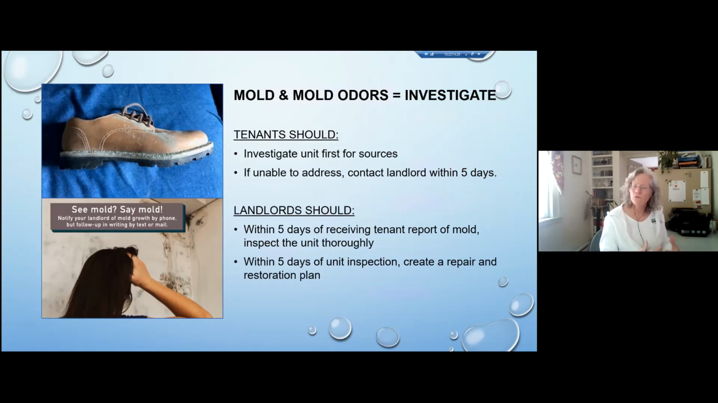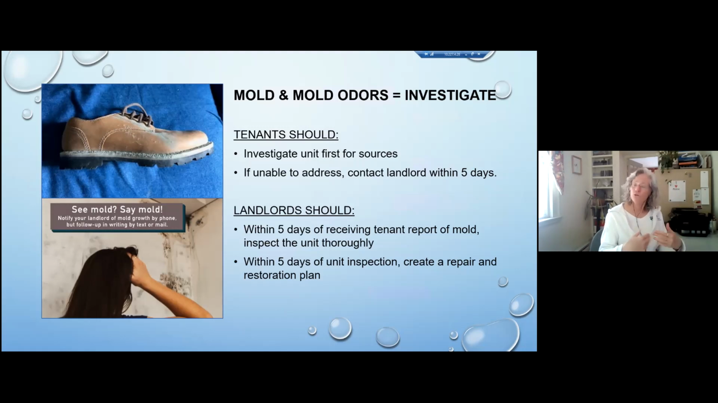But if you're unable to find or discover why it is that there might be mold growing on a surface or why there might be a funky odor, within 5 days of noticing this, you should reach out to your landlord. Again, follow whatever communications avenue the landlord has asked you to do, but make sure that you're following that up in writing in the form of an email or a letter.